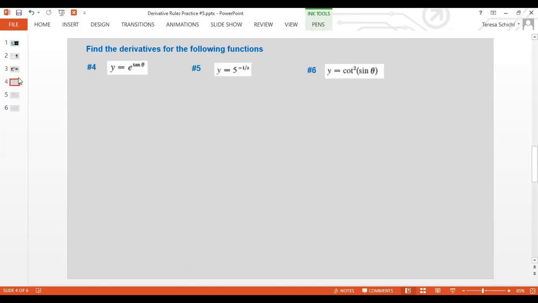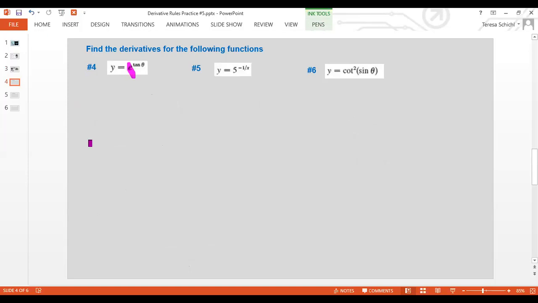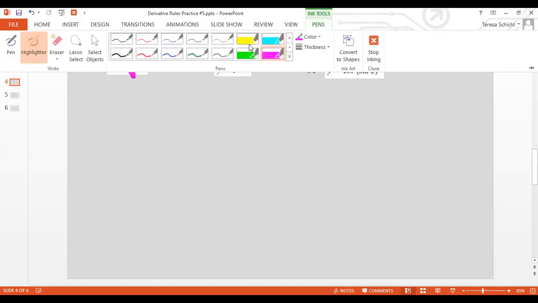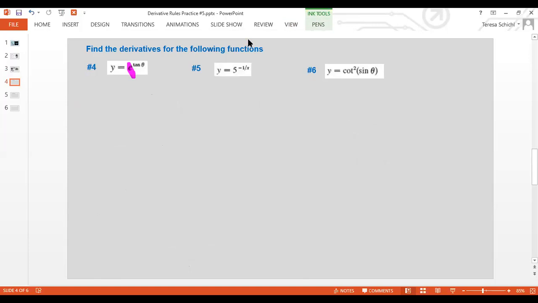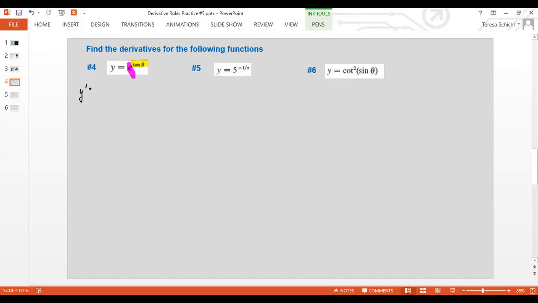So now let's take a look at this one. It is the same here, right? So highlight what is your primary function. Your primary function is exponential, and then my secondary function is the tangent, right? That's my composite function here. Now for y prime, you take the derivative of your primary function. The derivative of e to the something will be itself, right? So it's e to the tangent theta.